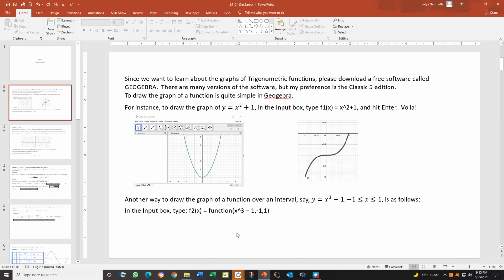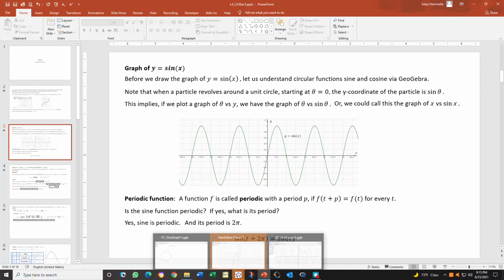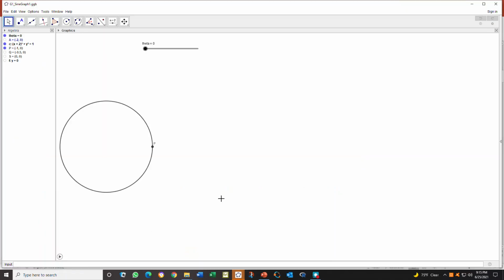Cool. Now, what was the whole idea? The idea was, hey, how about the graph of sine x? Okay. And to do that, I want to show you something else first. I want to show you something really cool using GeoGebra. Check this out. What do I have here?